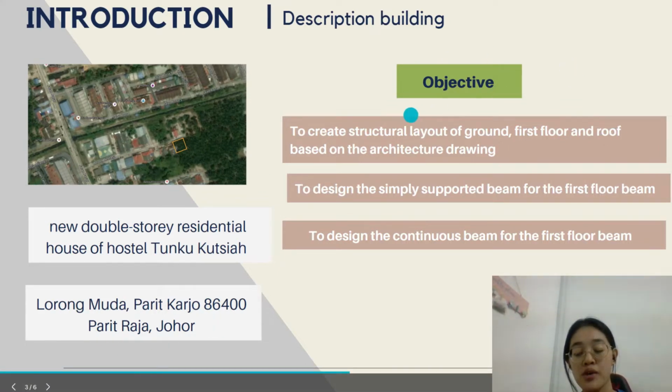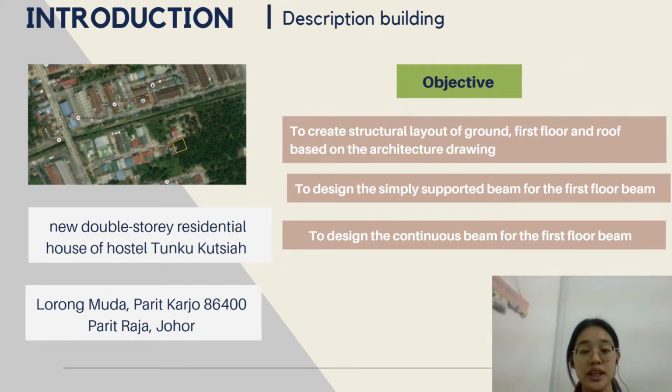For this project, our objective is to create a structural design layout of the ground floor, first floor, and the roof based on the architectural drawing we have. Each member also needs to design one simply supported beam for the first floor and one continuous beam for the first floor.